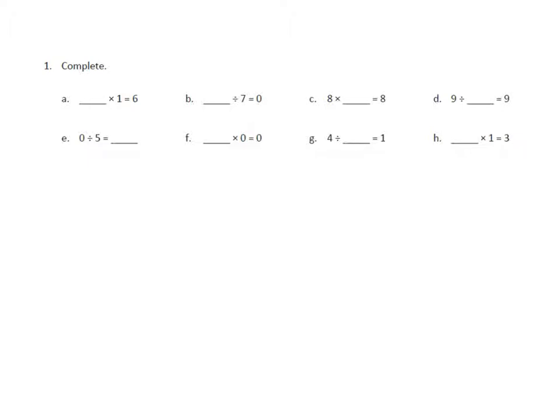So let's take a look at number 1, letter A. Something times 1 is equal to 6. So what is going to be equal to itself? The answer is going to be 6. Let's take a look at letter B. Something divided by 7 is equal to 0. What will that be? So in other words, we're going to have to take 7 and multiply it by 0 since we're missing that first part. So we're going to get 0.